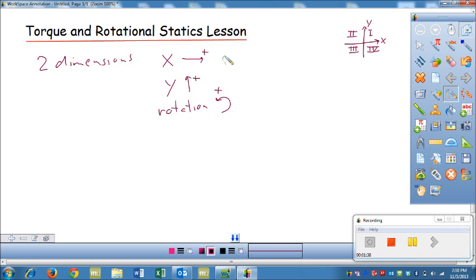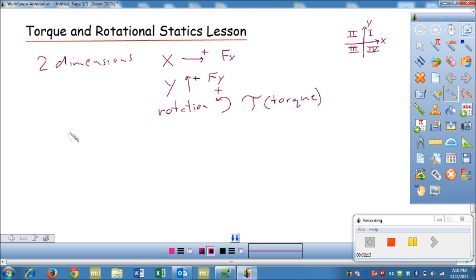So, what makes things move in the X direction? Well, that would be the forces in the X direction. And in the Y direction, things move because of forces in the Y direction. Interestingly, what makes things move rotationally is what we call torque. And it's a Greek tau. Torque. So that's what we're going to study today.